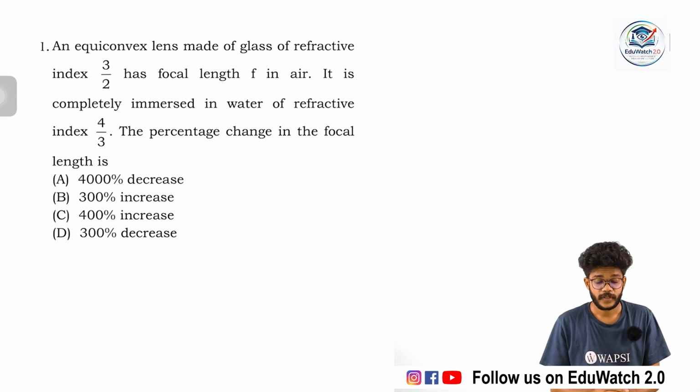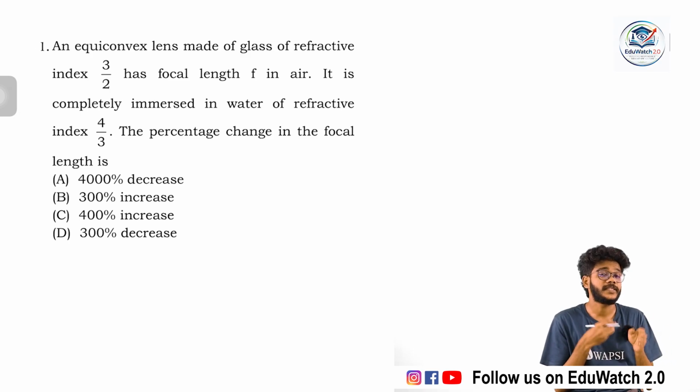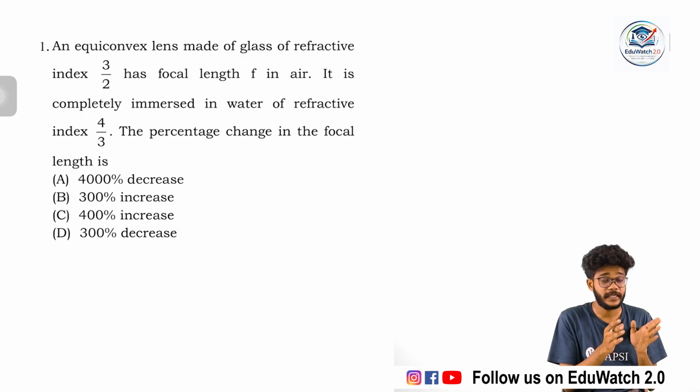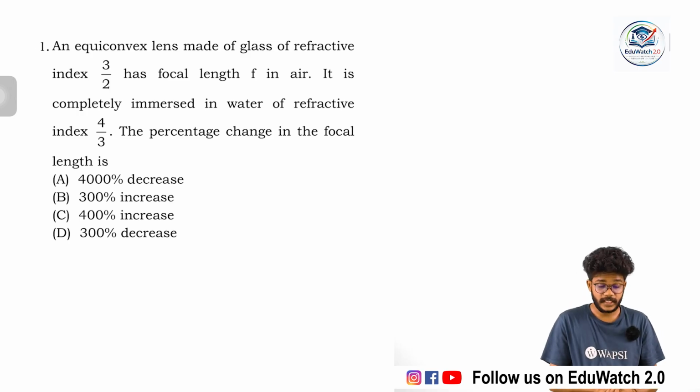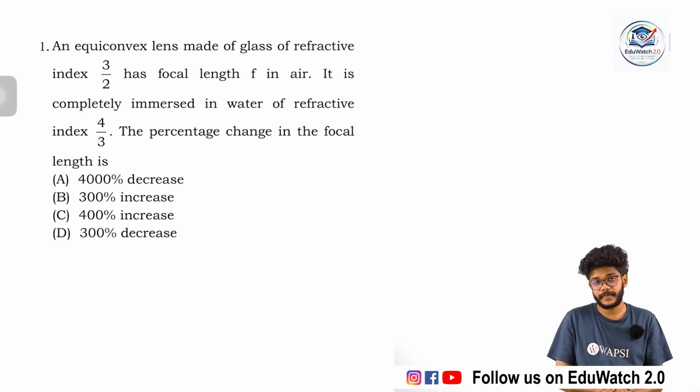Okay, so the first question: an equiconvex lens made of glass of refractive index 3 by 2 has focal length f in air. That means the refractive index of the lens material is 3 by 2, that is 1.5, and at that time the focal length is f in air. It is now completely immersed in water of refractive index 4 by 3.